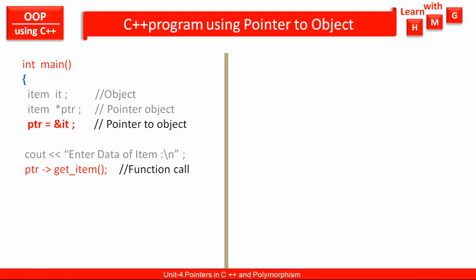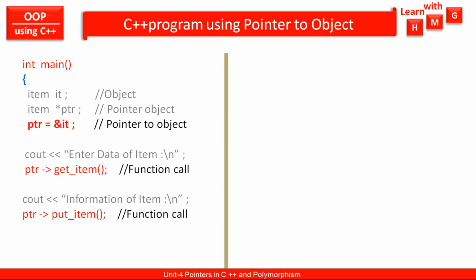Input operation is over. Now let us go for the output operation, that is let us display the information of item by calling the member function put item, using pointer and arrow operator. So here the pointer is calling the put item member function using arrow operator. So like this, the item will be displayed using this particular member function. End of the main function using return 0 and closing bracket.